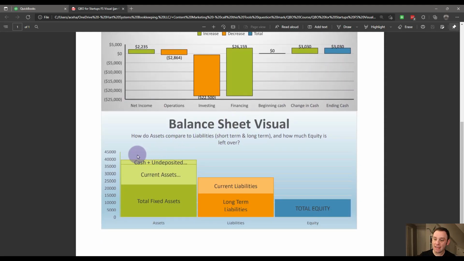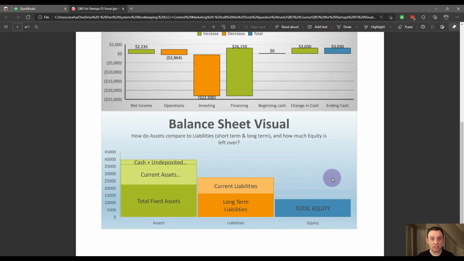Cash flows right into this top portion here. But how does that contribute to all of our assets? Here's assets. How does that compare to overall liabilities right here? Hopefully we have more assets than liabilities, right? That gives us a nice positive equity number.